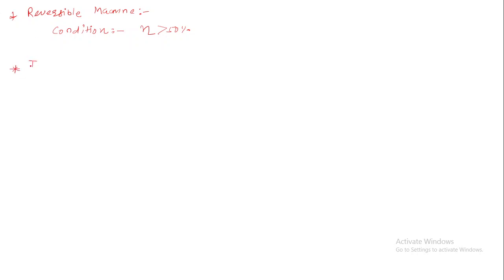Next is irreversible machine. If you remove the effort, the load will not move in the reverse direction. Such a condition is called an irreversible machine. So what is the condition for an irreversible machine? The condition is efficiency is less than 50%.